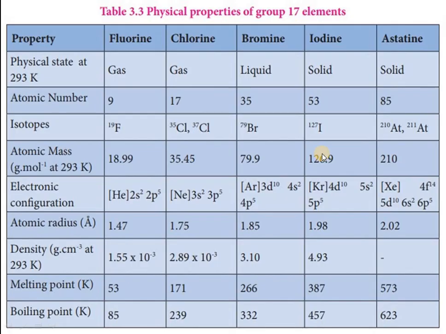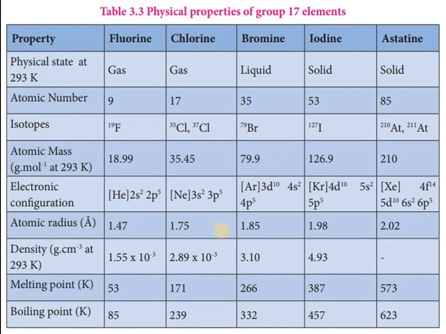Now, in regard to the physical properties of halogens: fluorine, chlorine, bromine, iodine and astatine. Astatine is radioactive. Fluorine is a gas, chlorine is a gas, bromine is a liquid, iodine is a solid. Therefore the melting point will increase down the group.